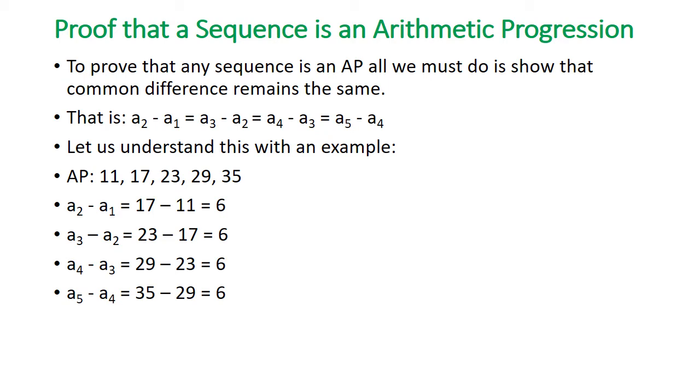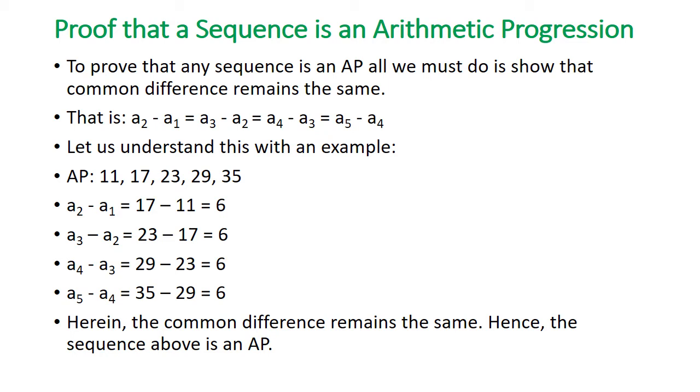One more thing, always second term minus first term, whether it is bigger or smaller. Don't try to subtract the bigger number minus the smaller number. Always second number minus first number to get D. Anyhow, the common difference in all the cases is the same. Therefore, the sequence that we have, that is 11, 17, 23, 29 and 35, is an AP. This sequence is an AP.